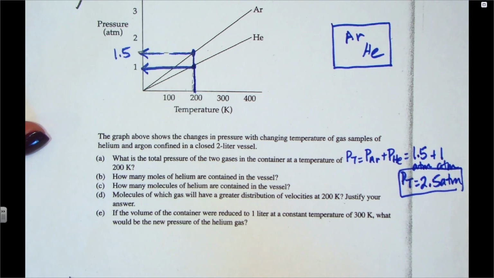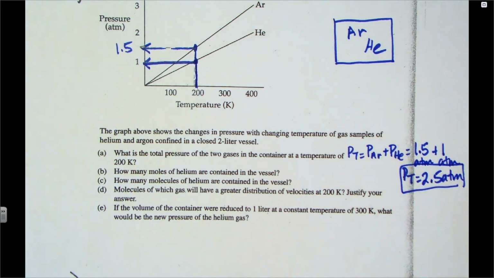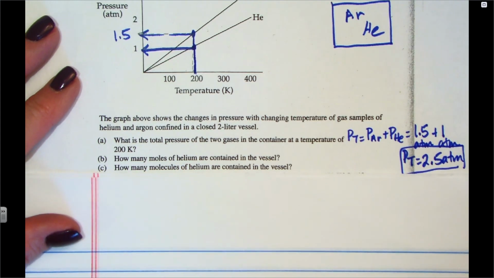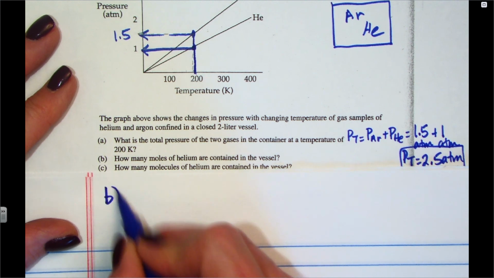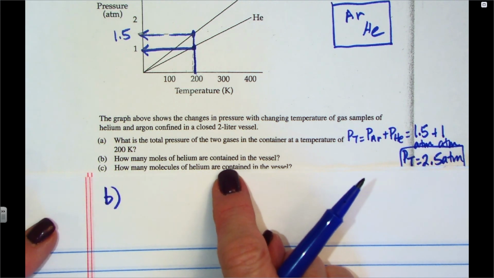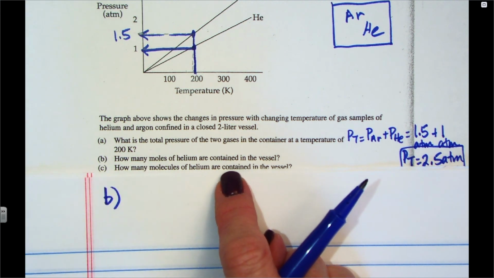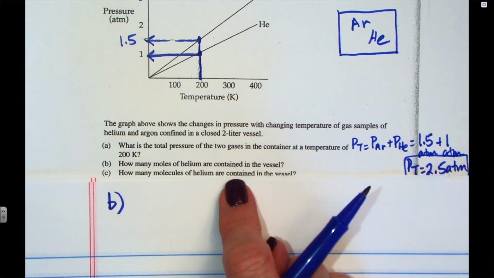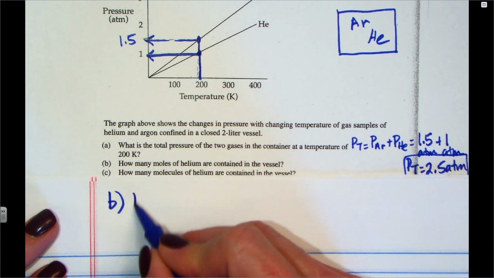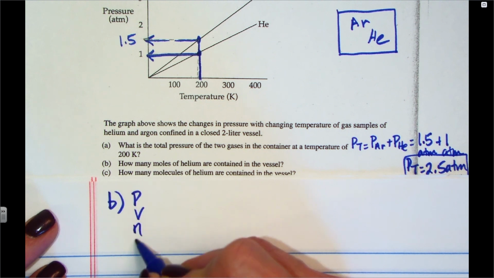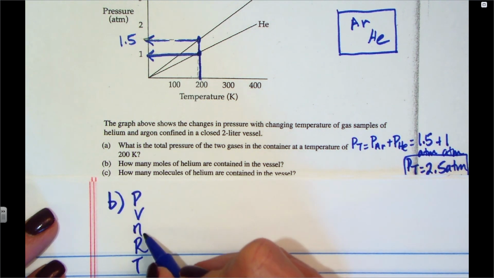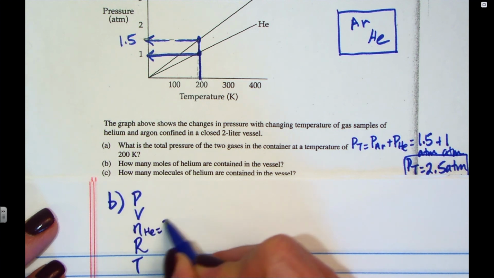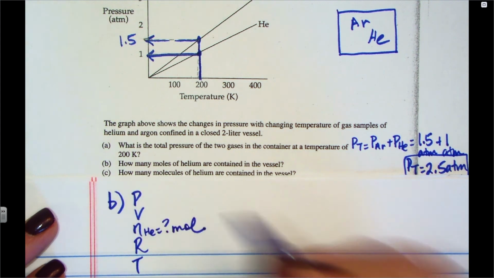Now for B, it says how many moles of helium are contained in the vessel? I don't have a lot of room to do that part, so I'm just going to bring some more paper right here. So for part B, how many moles of helium are contained in the vessel? So when you see moles, you want to think the ideal gas law, okay? So let's write down what we know, PV = nRT. So it wants to know the moles of helium, so I'll put n of He.